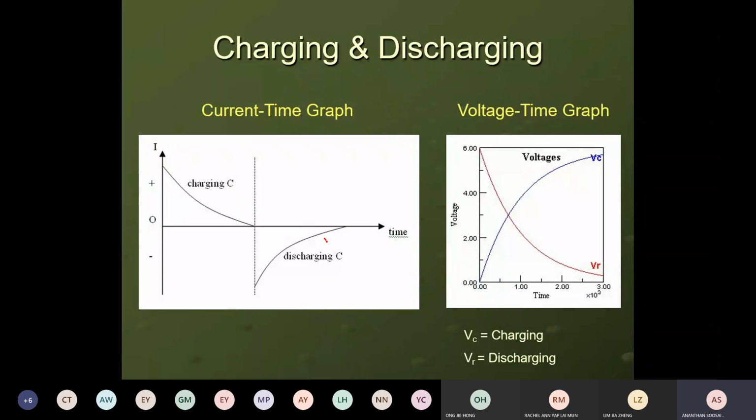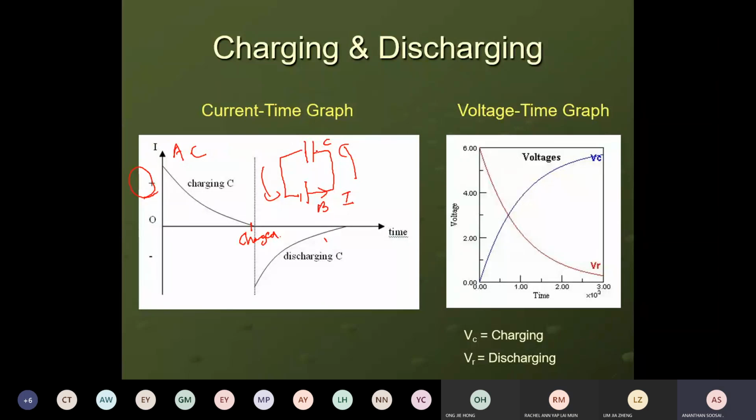So this is the charging and discharging graph. Charging. Let's say this is your capacitor, this is your battery. So current flows this way, in the anti-clockwise direction, and let's assume it is positive. The current will drop until it becomes zero. When it reaches zero, we say the capacitor is charged.